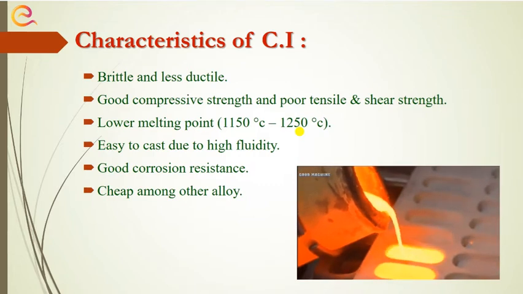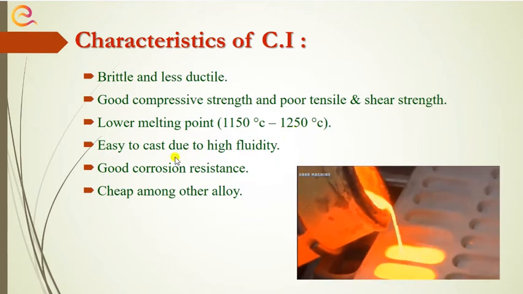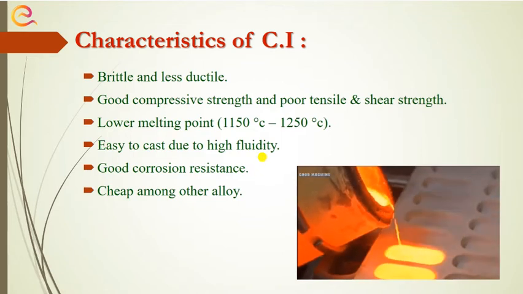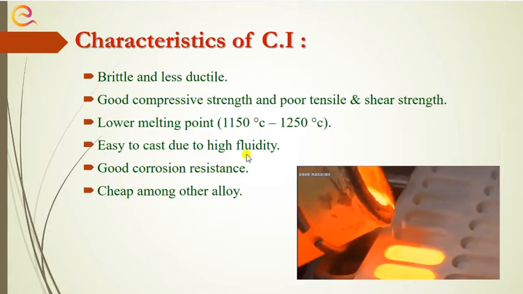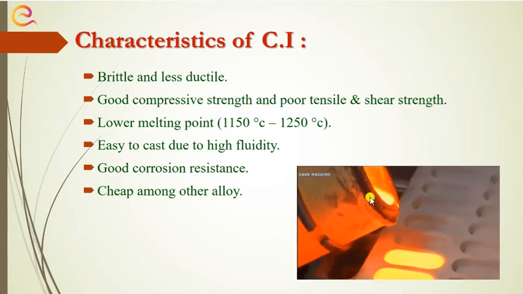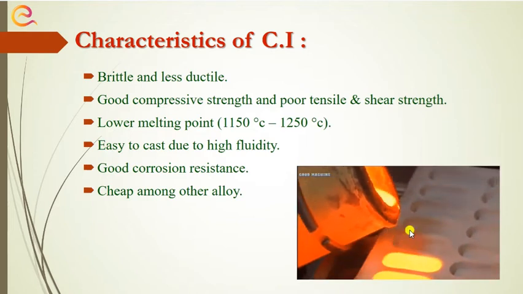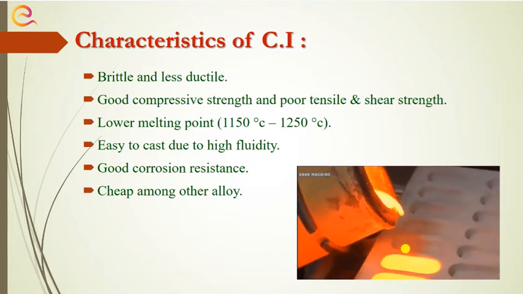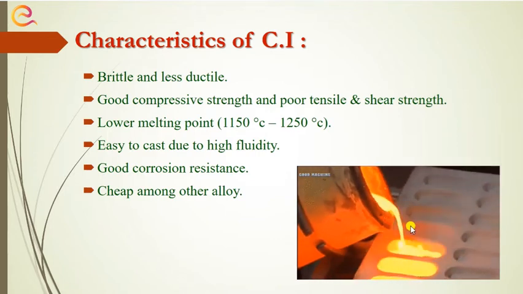In that animation, you can see how good the fluidity of cast iron is. So our next point is they can be easily cast due to high fluidity at melting point and low shrinkage during solidification. What does it mean? It is easy to cast. What does casting mean? Casting is nothing but melting the material and then pouring it into the dies or mold, then cooling it, and after that acquiring the required shape. So cast iron is easy to cast due to its high fluidity. You can observe in the animation how good the fluidity of cast iron is.